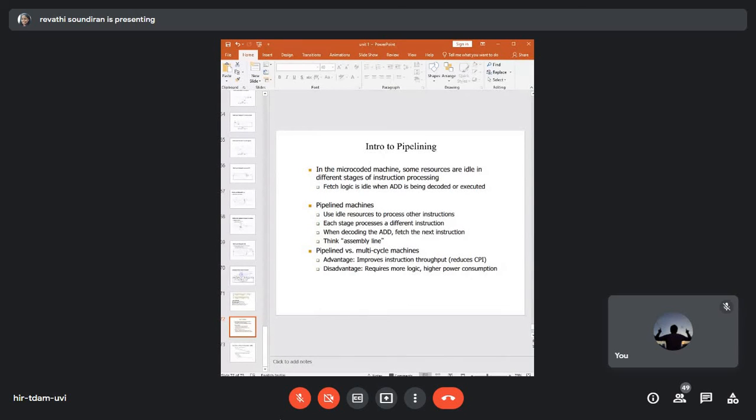So now, if you understand the advantages and the disadvantages with respect to your pipeline architecture and multi-cycle machines, you have advantages like it is going to improve the instruction throughput by reducing your cycles per instruction. So that is one advantage with respect to your pipeline architecture. And another disadvantage that we are looking at, it needs more logic, and higher power consumption is one bottleneck with respect to your pipelining architecture.